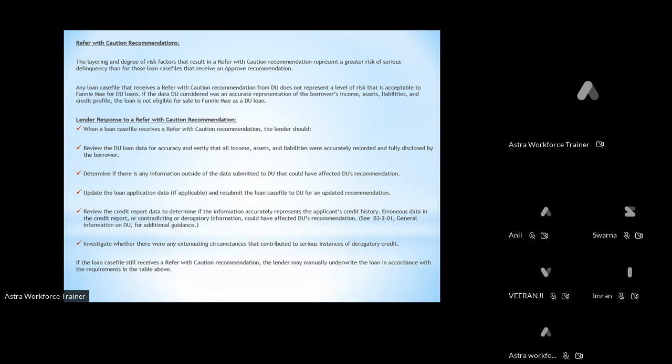Determine if there is any information outside of the data submitted, update the loan application data, and resubmit the loan case file to DU for the updated recommendation. Okay, if there is anything, we need to update it. This feature is available in Encompass to run the AUS. So based on the documentation, we'll be updating all the details, and Encompass will generate the AUS. That's why most of the people will ask for the AUS, because it's a very good tool for underwriting.